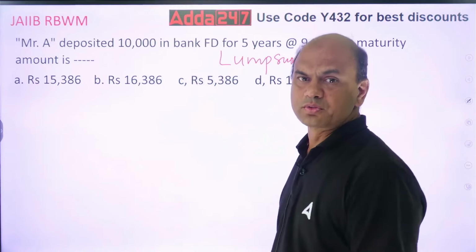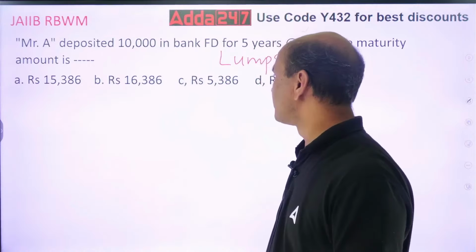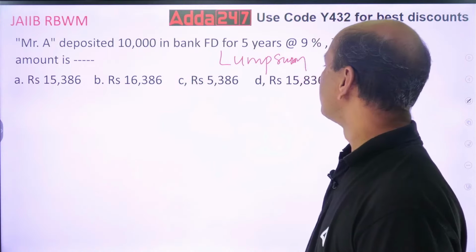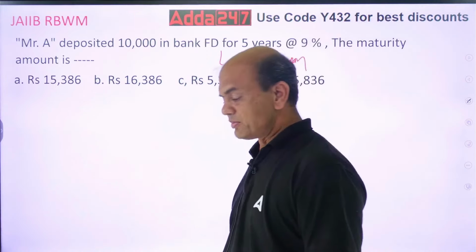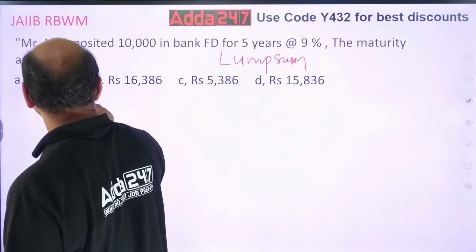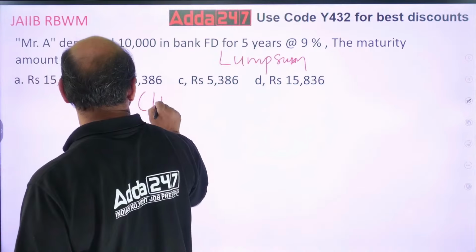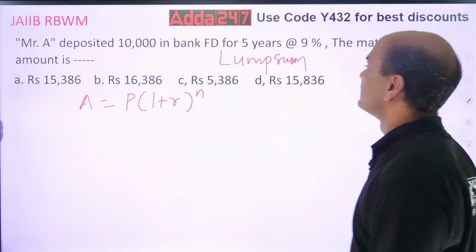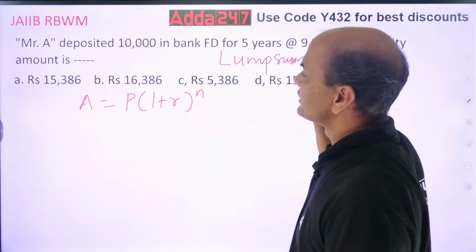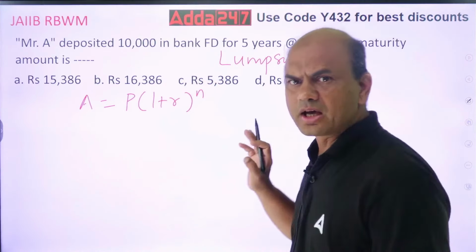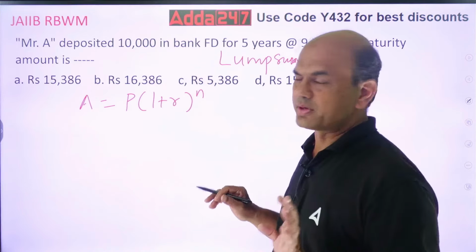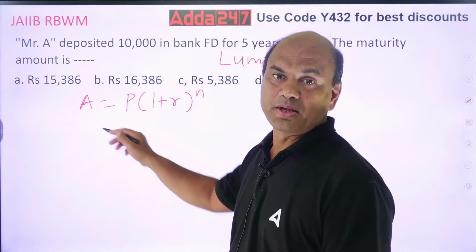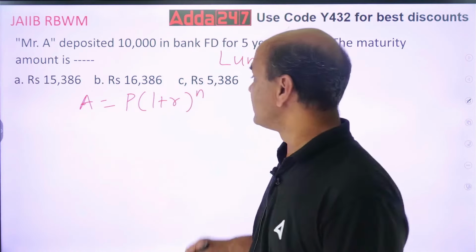First you try, everyone. What are you getting? The formula used over here will be the lump sum formula. A equals P into 1 plus R raised to N. This investment is yearly. It's not given 6 months or quarterly, so R will be as it is. What is R? Rate of interest. A is the amount which you get at the end. P is what you invest right now.